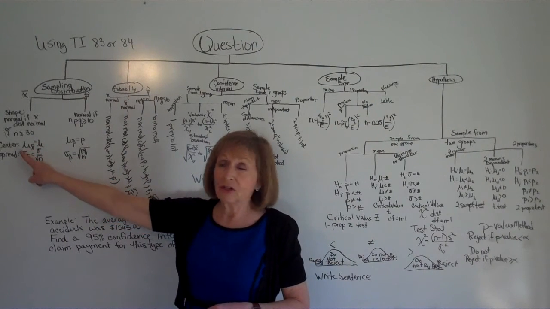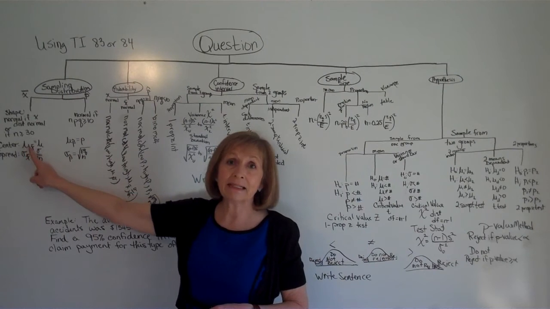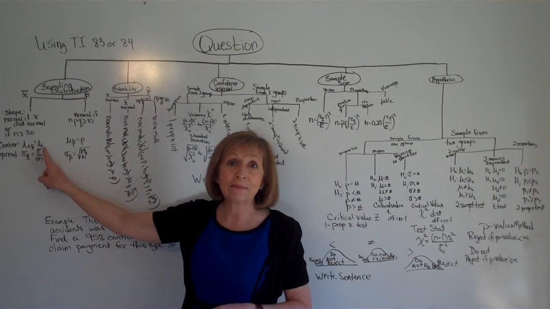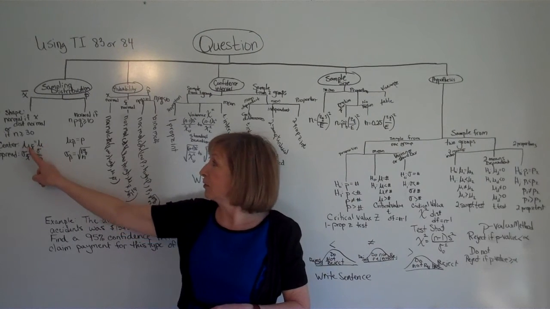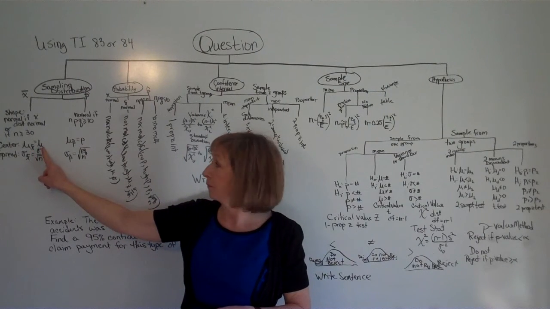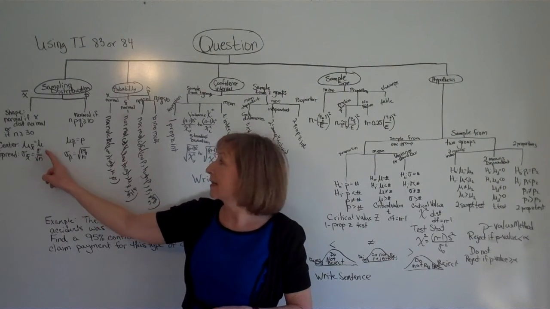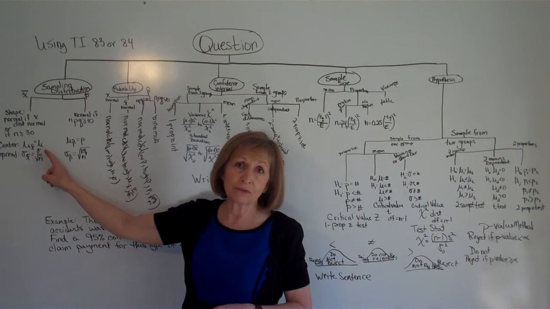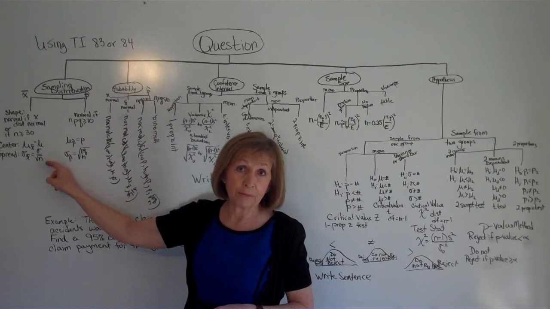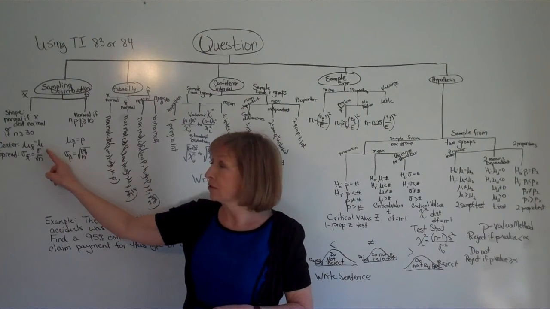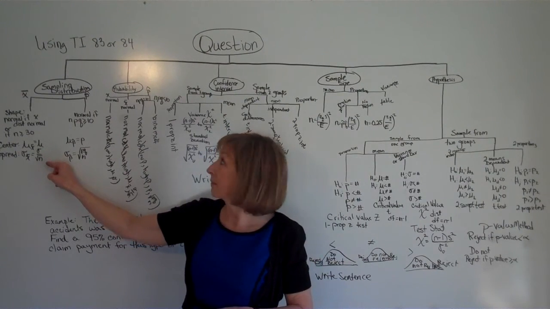Now, the center, the population mean of the sample means, is the same as the population mean of the individual values. So mu sub x bar is the same as mu. And the spread, sigma sub x bar, is the standard deviation of the individual numbers divided by the square root of how many you had in your sample. So sigma divided by the square root of n.